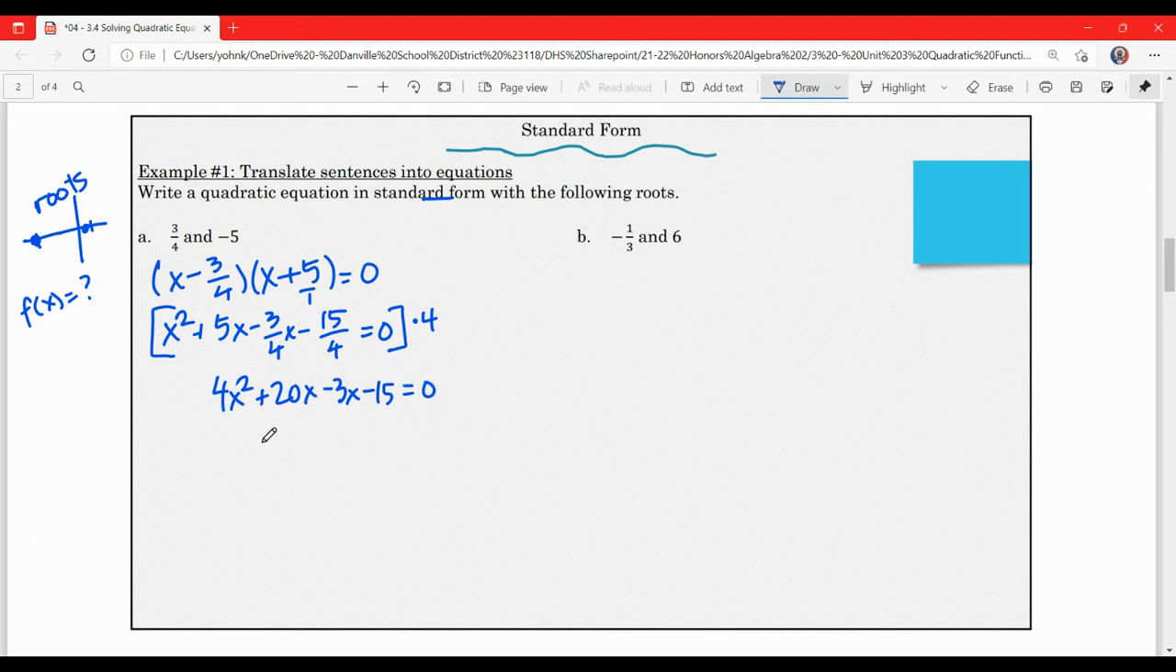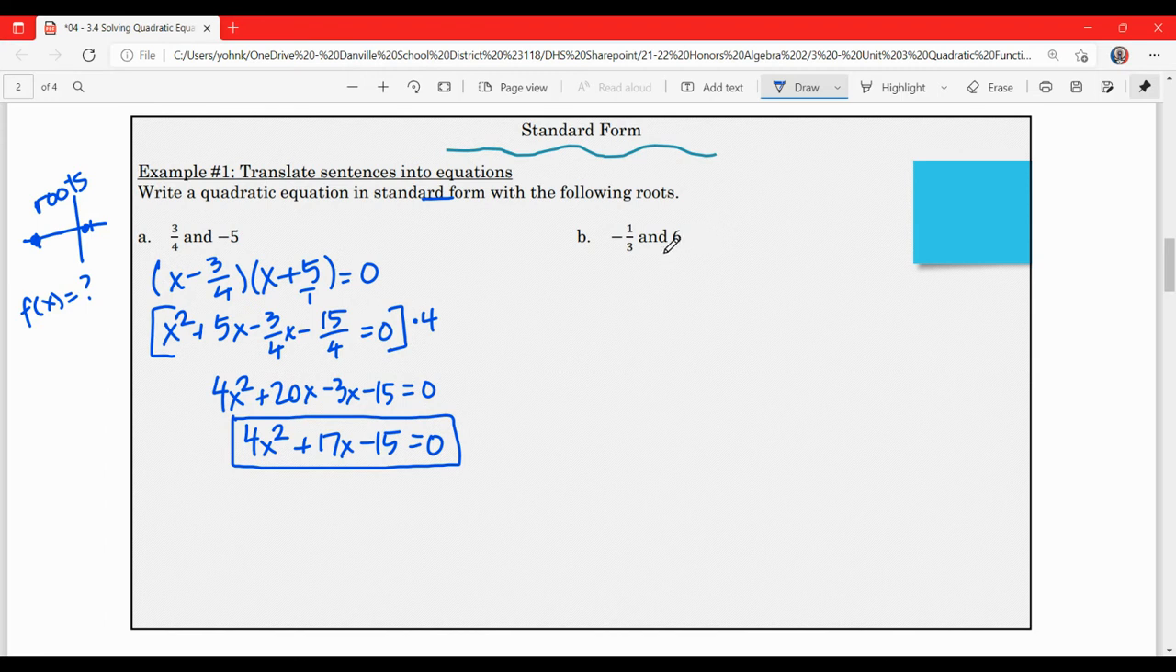And now I need to combine like terms in the center. So 4x squared is just hanging out. 20x minus 3x is 17x. And the minus 15 is just hanging out equals 0. This is my quadratic equation in standard form that has the roots 3/4 and -5. So if I were to work backwards and factor, it would give me the problem as the solution.